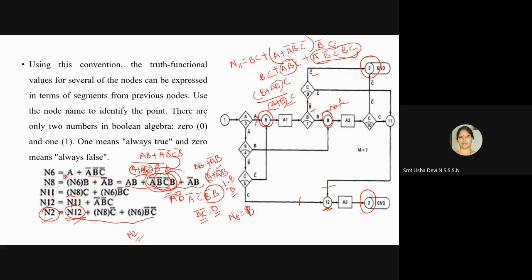We already know this N6 already computed, N8. Substitute N6 to get this N8. And once N6 and N8 are known, simply we can substitute and get this N11. Once you got this N11, then you can get this N12. Once you got N12, simply substitute N12, N8, N6, you are going to get N2 expression.